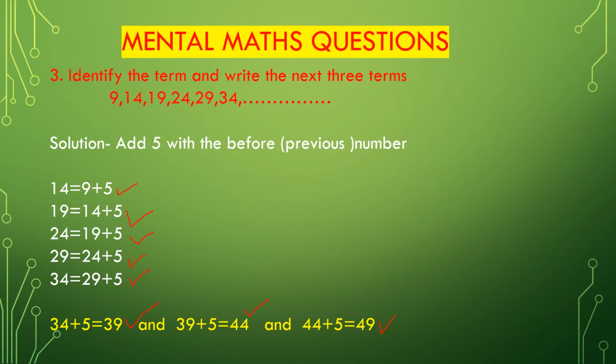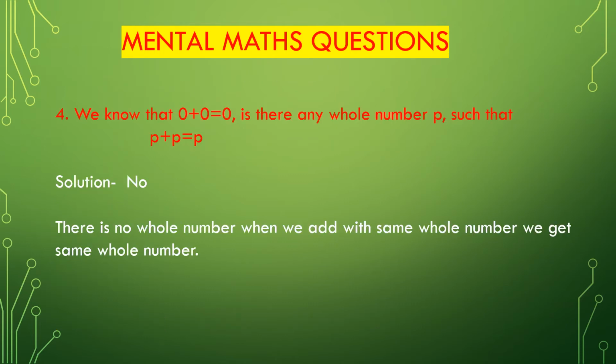So the next three terms of this sequence are 39, 44 and 49. 39, 44 and 49 are the next three terms of this sequence. Now we'll solve question number 4. Question number 4 is, we know that 0 plus 0 equals 0. Is there any whole number p such that p plus p equals p?